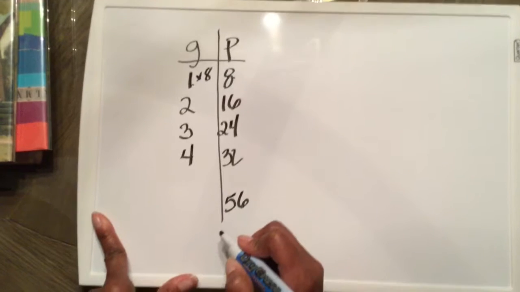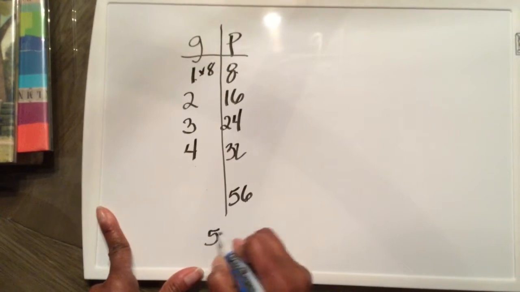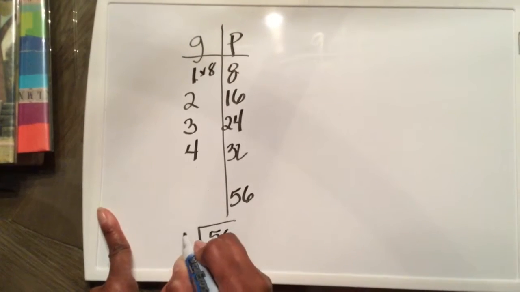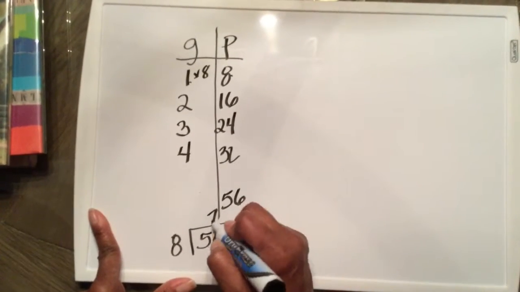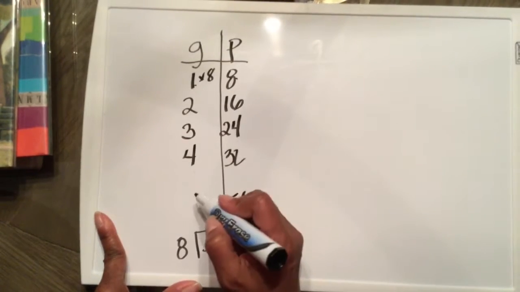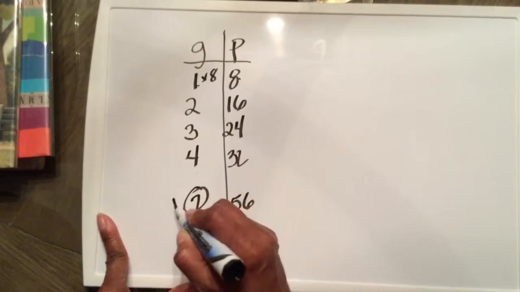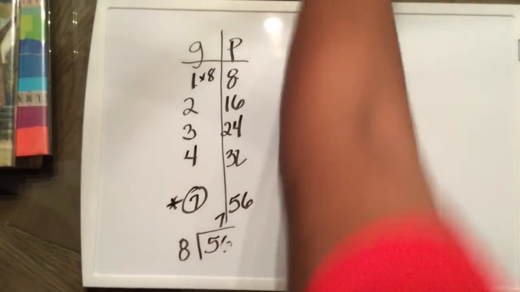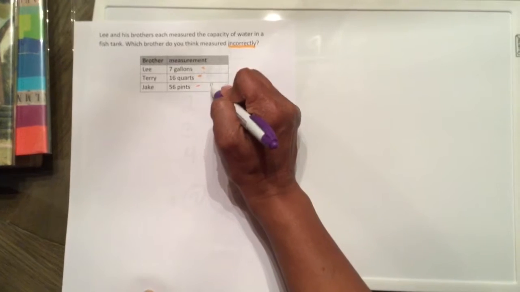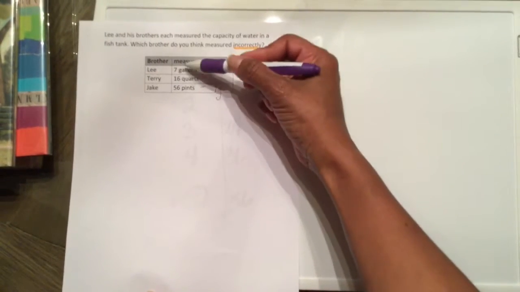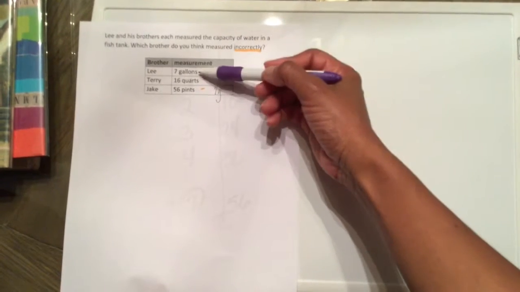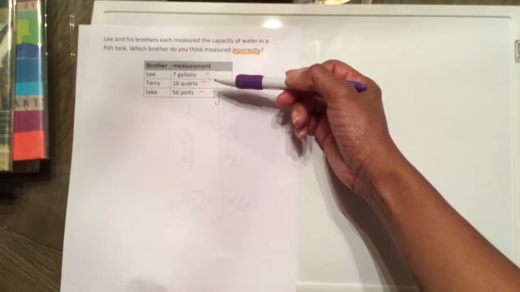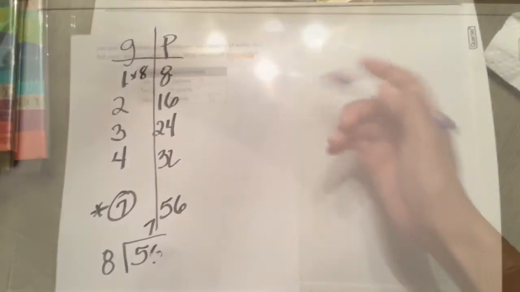So 56 divided by 8 is 7 gallons. So I know 7 gallons is equal to 56 pints. So right here, I can write 7 gallons. Well, that is equal to what Lee said. So Lee and Jake have the same measurement. But let's check Terry just to make sure.